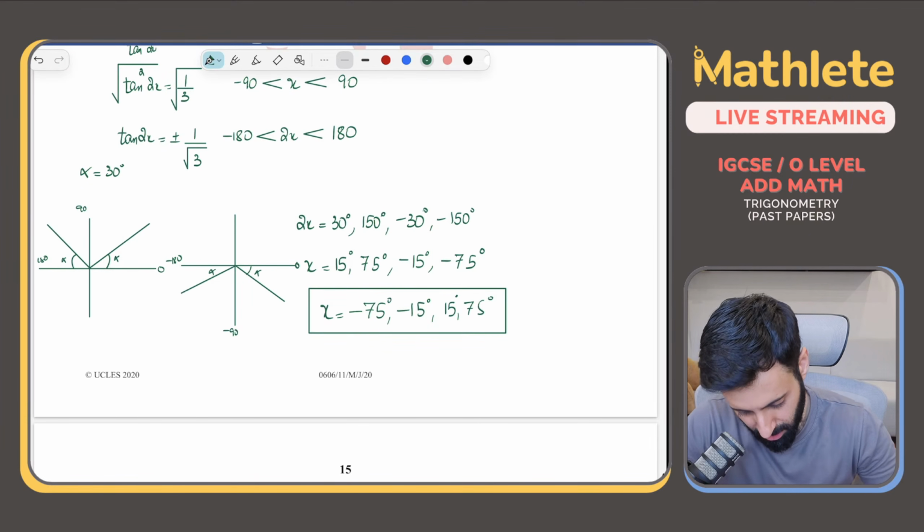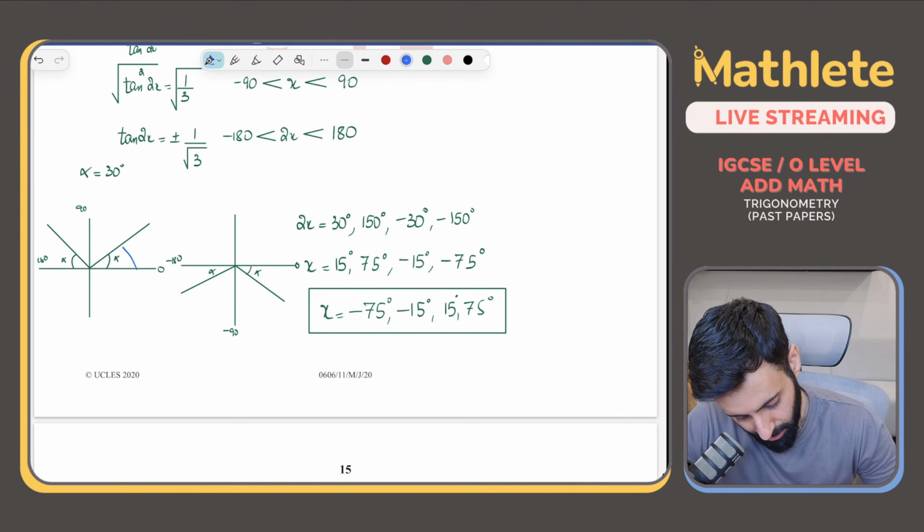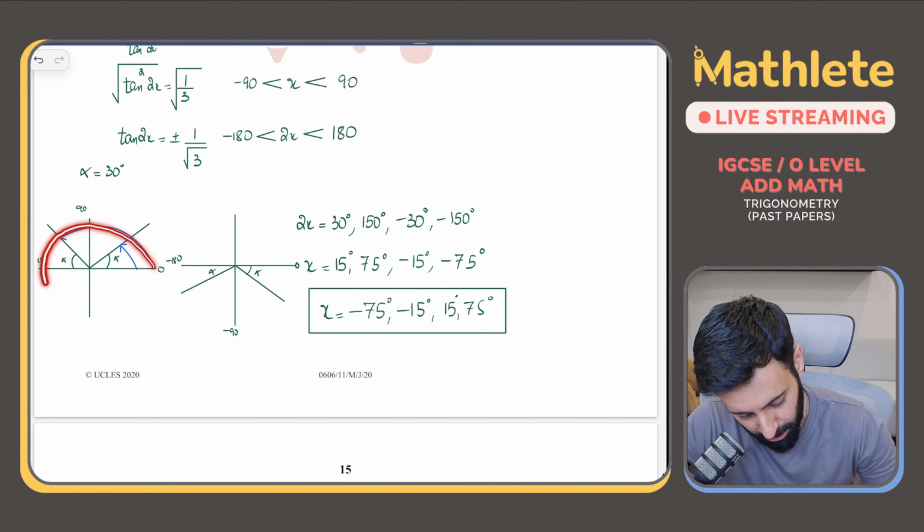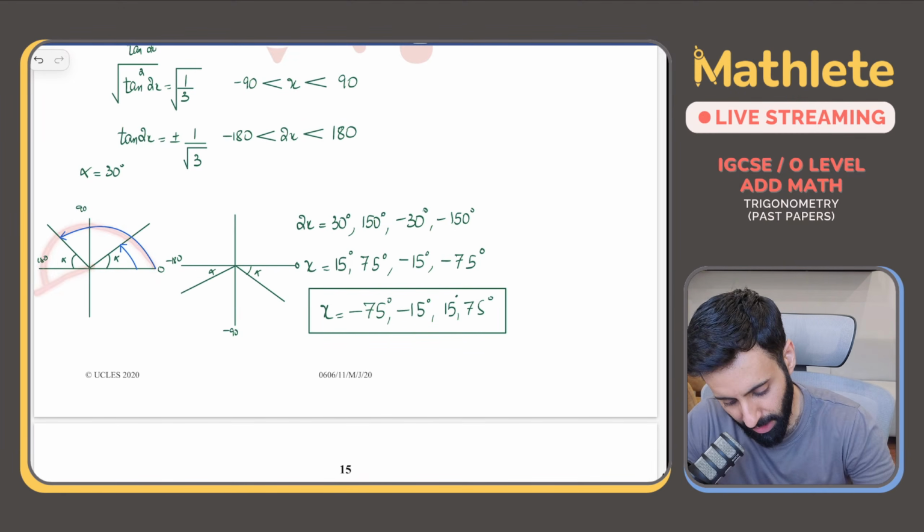So that means in the first quadrant, the solution will be the same as alpha. That's how we got 30. In the second quadrant, the solution will be 180 minus alpha. That's how we got 150. And that's it. We're not going to look for any more solutions in this direction because if we do that, we will end up going outside the range.